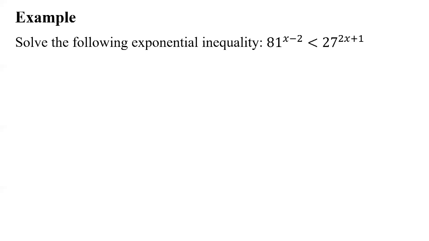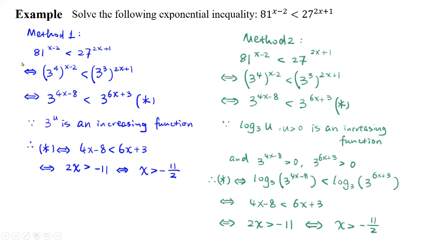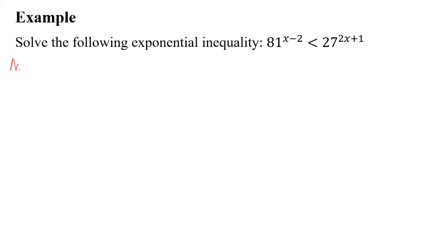All right, so let's have a look at the solutions. Actually, there are two methods to solve this question. First, let's have a look at method 1. Note here, 81 is 3 to the power of 4, and then raised to the power of x minus 2. And 27 is actually 3 raised to the power of 3, and then raised to the power of 2x plus 1.